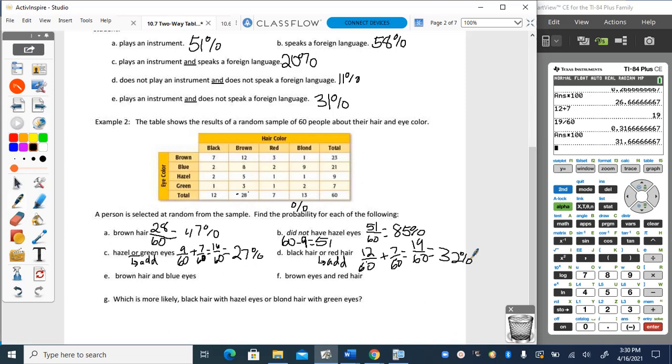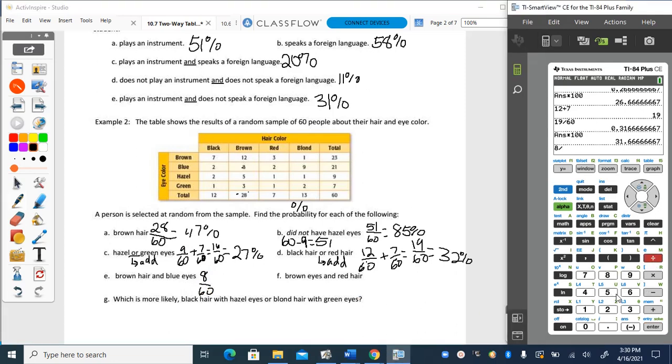Let's keep going. Let's go on to E. E says brown hair and blue eyes. So that would be that point where brown hair and blue eyes meet. So here's brown. Let's meet it at blue. So that's 8. So we have 8 over 60. What is 8 divided by 60? Well, that's 0.13. So times 100 would just be 13%.